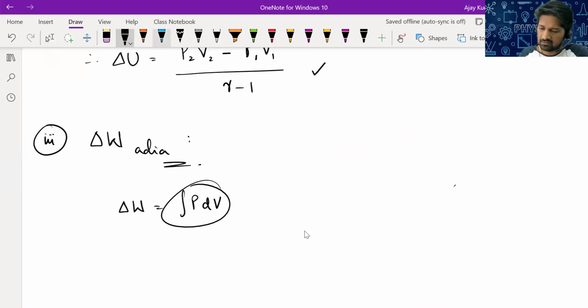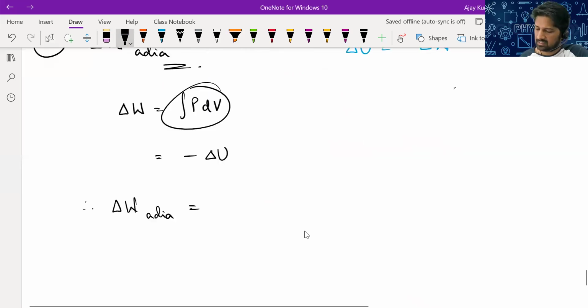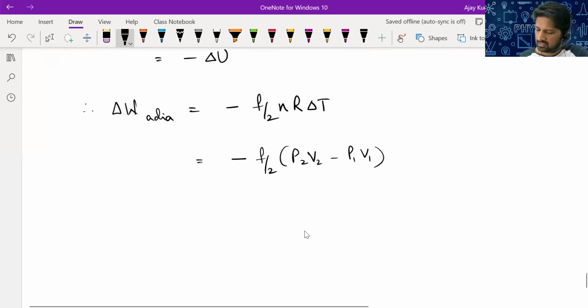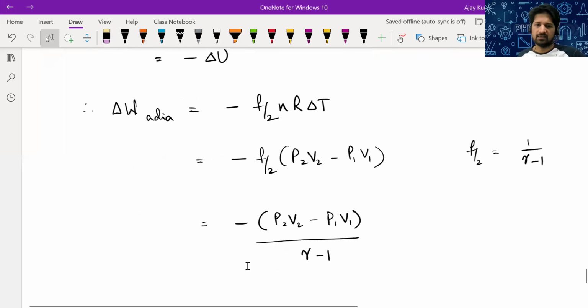But what advantage we have in an adiabatic process, delta Q is 0. So delta U is simply the negative of work done. So work done is just the negative of change in internal energy. Simple. Therefore, you can calculate work done in an adiabatic process as negative of F by 2 nR delta T. Or you can write it as negative of P2 V2 minus P1 V1, divided by gamma minus 1. F by 2 is 1 by gamma minus 1, that's what I have used here. So in any one of these methods, you can calculate work done in an adiabatic process.